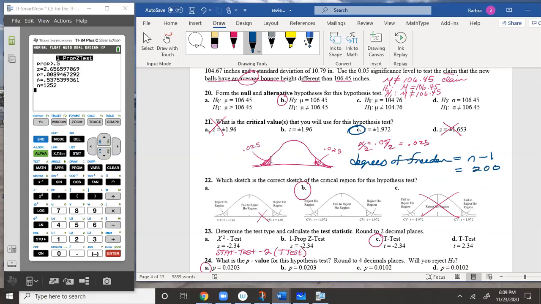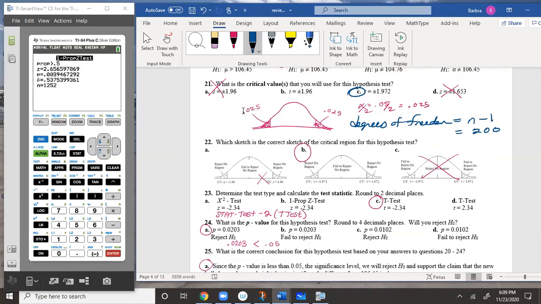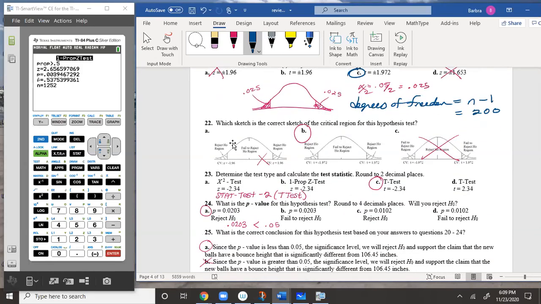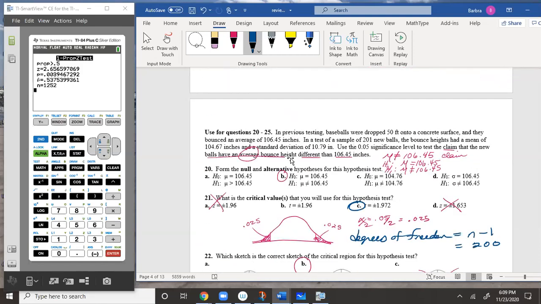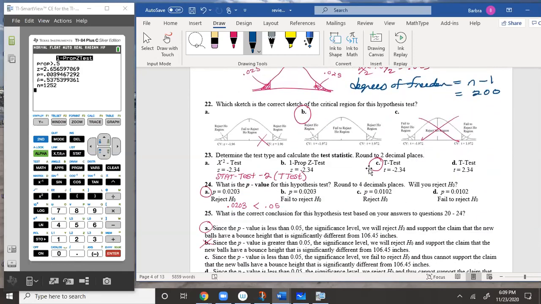The correct sketch would be a two-tailed sketch where the shaded region is the rejection zone where we reject the null. So the correct answer is B. And determine the test type. This is a t-test because we're talking about a population mean and t-scores. So we're looking for the t-test program in our calculator. We go to stat, test, and we scroll to number 2, which is t-test. And here we're going to choose between data and stats. Since they're giving us statistics, we choose stats.